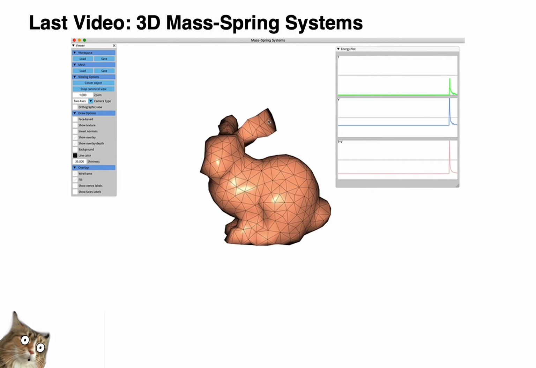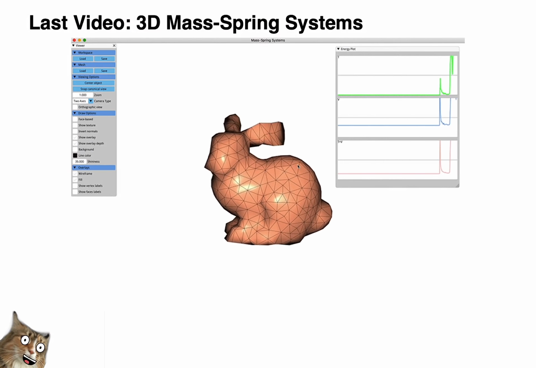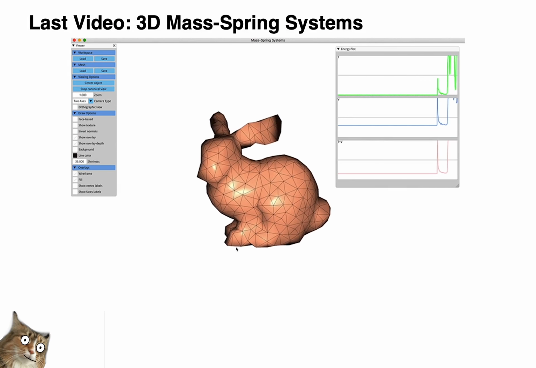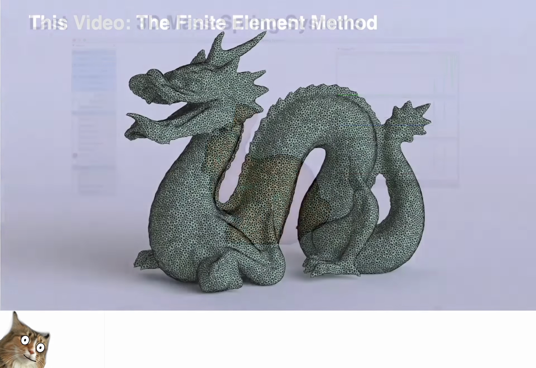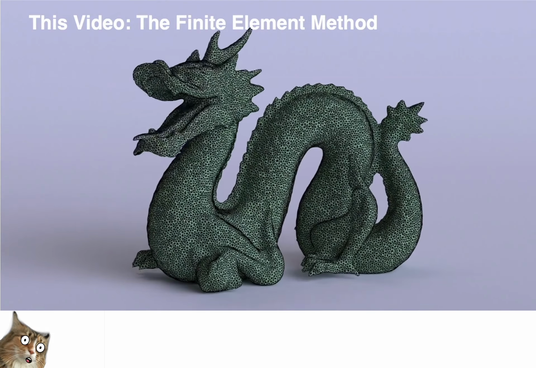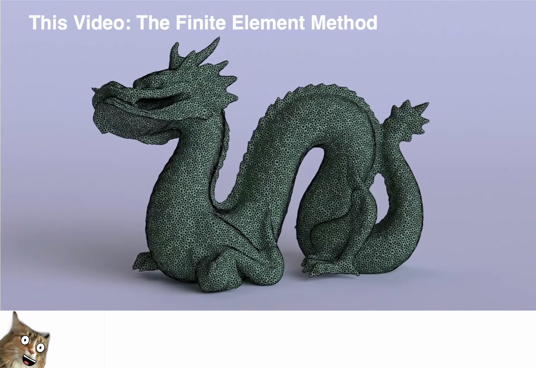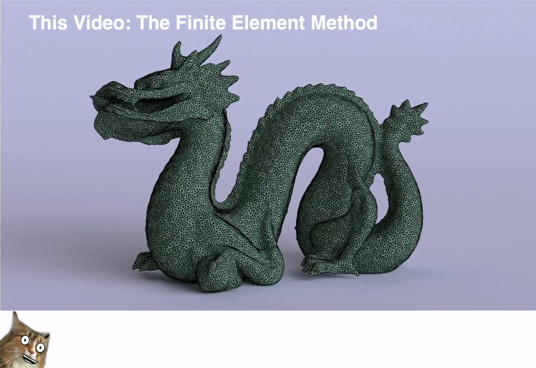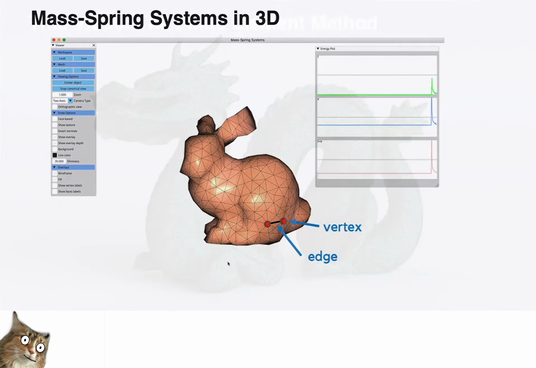Hello everyone, welcome back to physics-based animation. In the last video, we learned how to simulate 3D elastic objects like this bunny. In this lecture, we are going to learn about a more powerful tool for simulating deformable objects, the finite element method. The finite element method is really the go-to tool for physics-based animation. It's much more involved than mass spring system simulation, but mastering it is well worth the time.